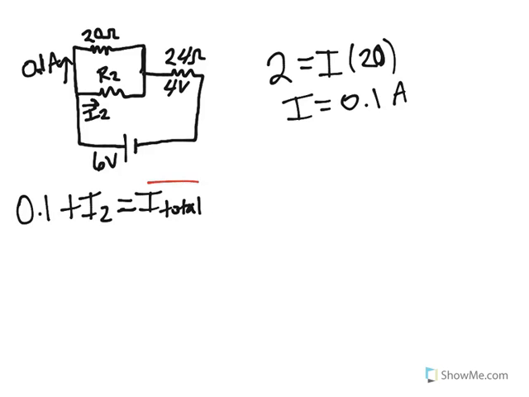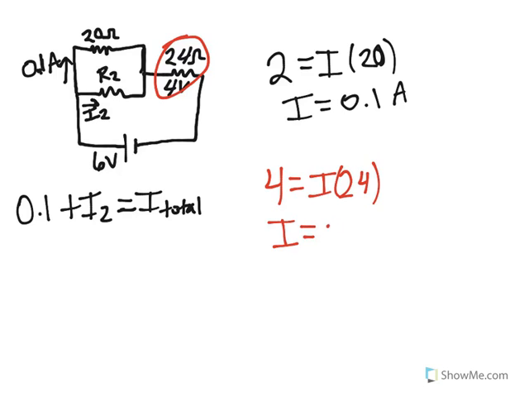But the question is, how do I get this total current? Well, if we look here, I'm given a resistance and a potential. And so if I use Ohm's law, the potential is equal to current times resistance, and I get that I here is equal to 0.167 amps. And if we think about this, the total current coming out of this battery came into this junction and split up into 0.1 and whatever I2 is.